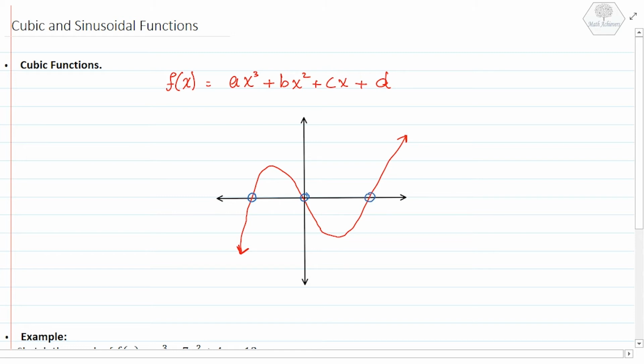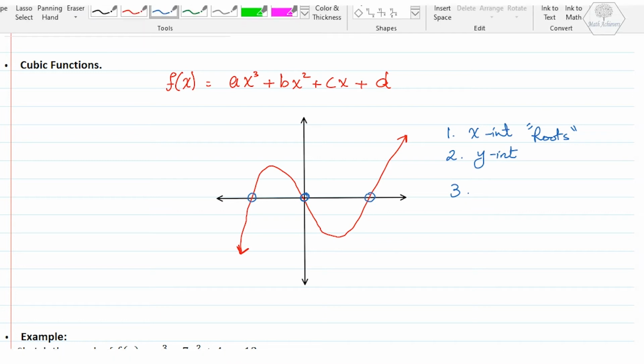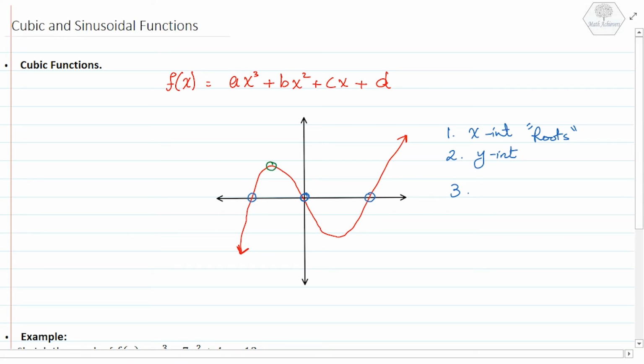x-intercepts. I call them the roots. So we need to know the x-intercepts, which are the roots. The second thing we need to know about the cubic function is the y-intercept, where the curve crosses the y-axis. And the third thing that we can realize is that we have maximum and minimum points. The maximum and minimum points.